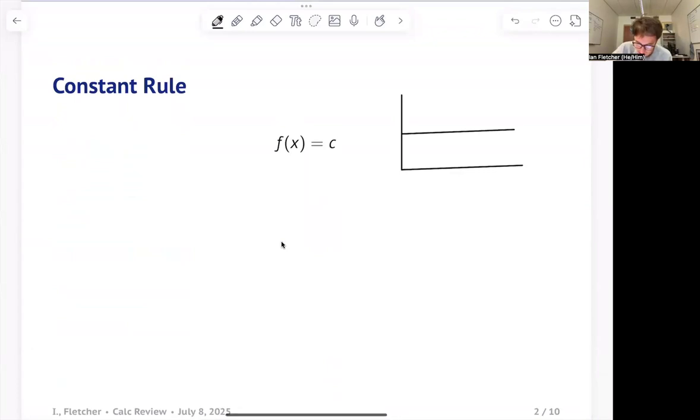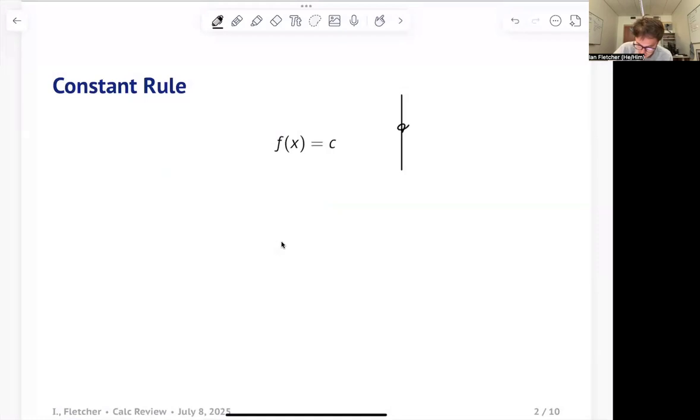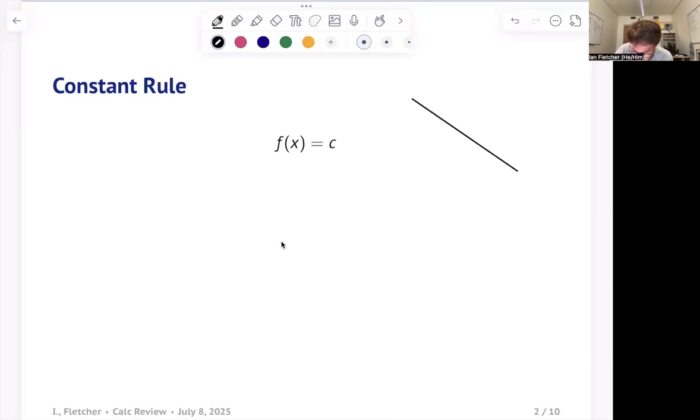Oh man, those are not very level. That's fine. And so, just kidding. Sorry, it has been a while since I have used this.